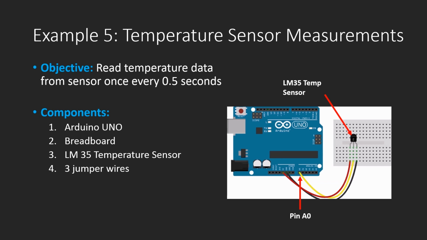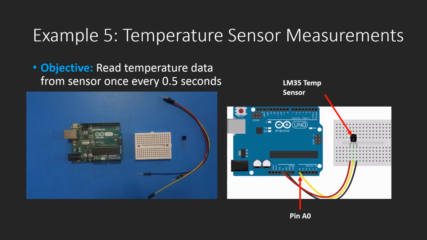So we'll do one more example using an external sensor. In this example, I want to take measurements from an analog temperature sensor once every half second. The parts you'll need for this are the Arduino Uno, a breadboard, the LM35 analog temperature sensor, and 3 jumper wires. Once again, I've used the circuit diagram here as a reference to connect my parts.